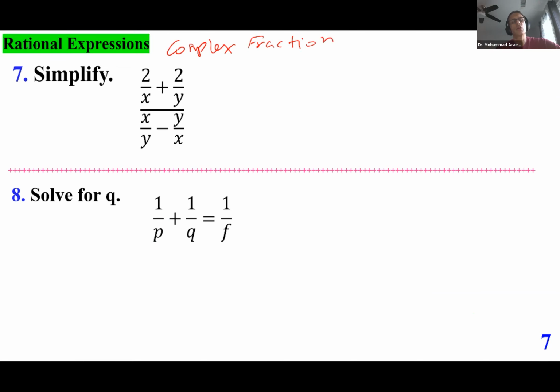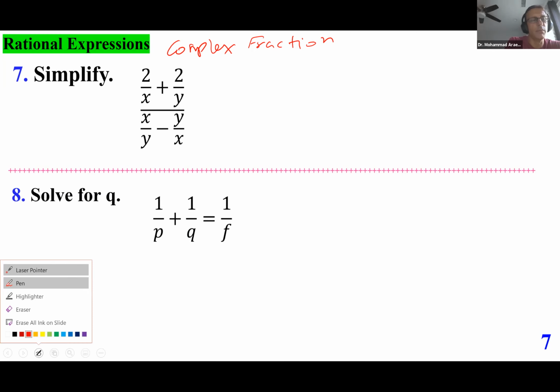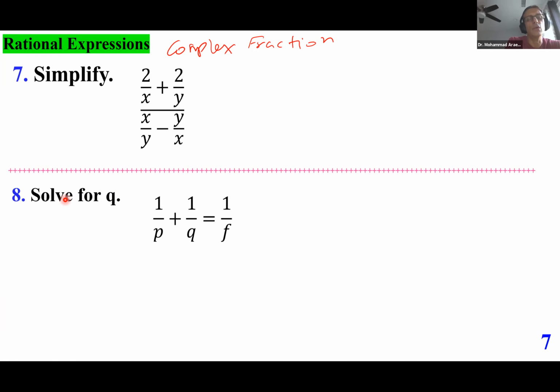Which means a fraction within a fraction. The fastest way is to multiply the top and the bottom by the LCD of all those fractions. Notice there's 1, 2, 3, 4 fractions, all of which have the LCD of x times y. Let's multiply every term by x times y.